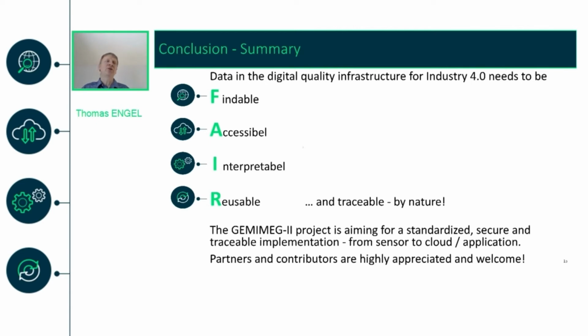So that was our aspiration. The GEMIMEG 2 project is aiming for a standardized, secure, and traceable implementation from the sensor to the cloud and to the application, of course. In this respect, we have this broad consortium and still want to integrate further partners and contributors, because they are highly appreciated when we want to create a system which can be standardized and really used in general afterwards. You have to integrate as many different perspectives as possible in the beginning, to be on the safe side that what you are creating is open enough and versatile enough so that it can support everyone.